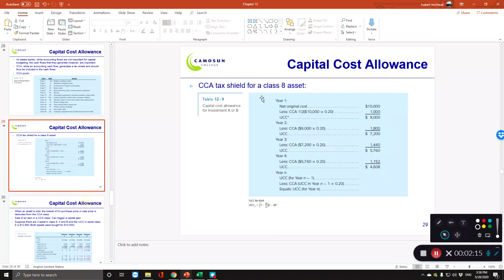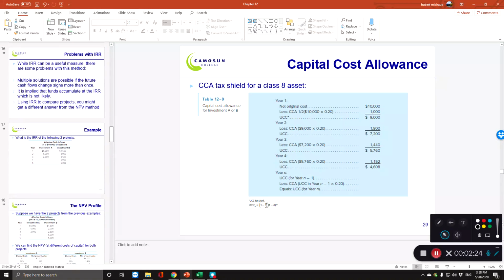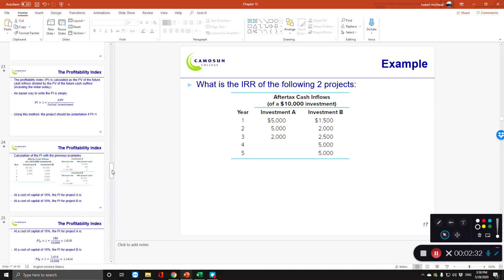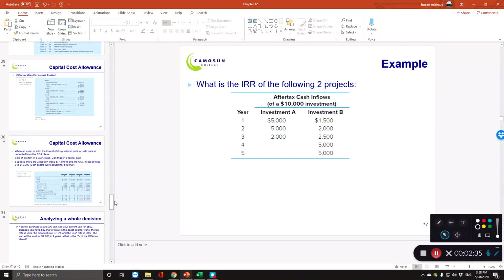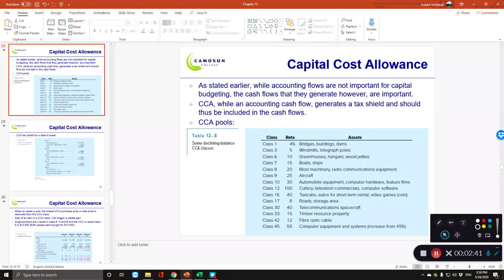Okay, so just an example here. Suppose we undertake project A or project B. We've had project A and project B since the beginning of this chapter. They were both these projects. We pay $10,000 in investment, and then we get these cash flows out of A and these cash flows out of B. Okay, so imagine these two projects. Imagine they're class 8 assets. Most machinery, radio, communication equipment, they are depreciable at a rate of 20%.